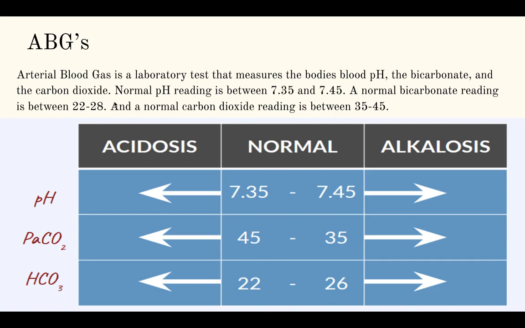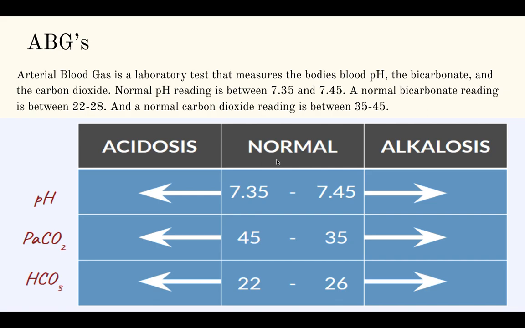So an ABG is an arterial blood gas. They'll take a big old needle, stick it into an artery, draw up some blood, and then they'll read the blood for its pH, bicarbonate, and carbon dioxide. So we'll move down here and use a little picture to make it easier.